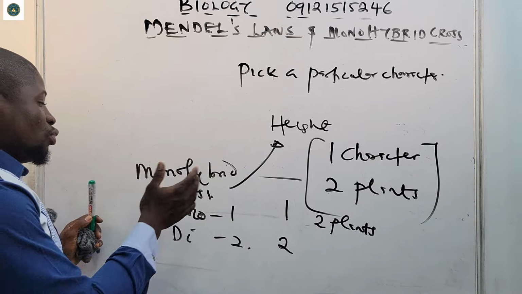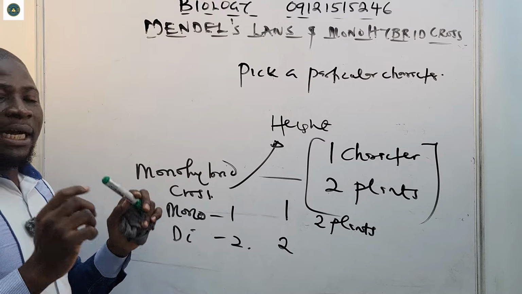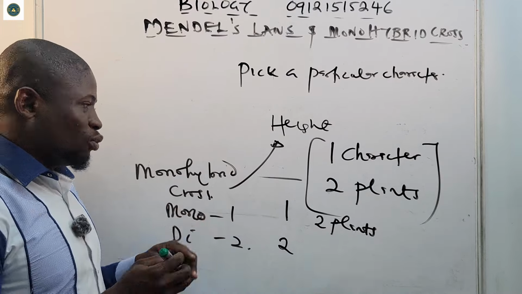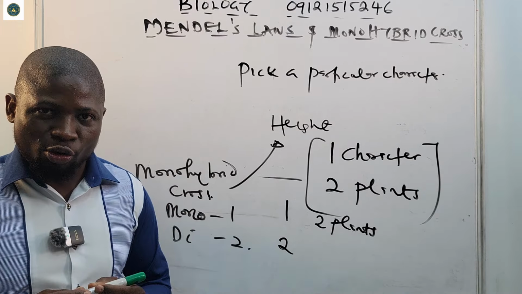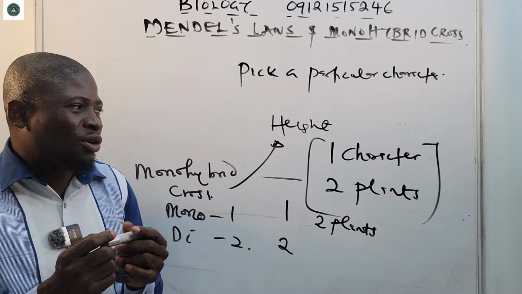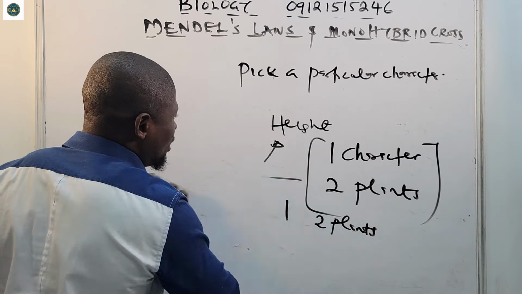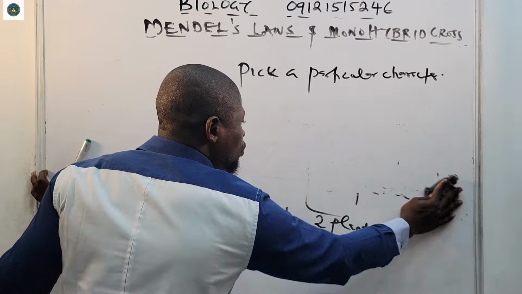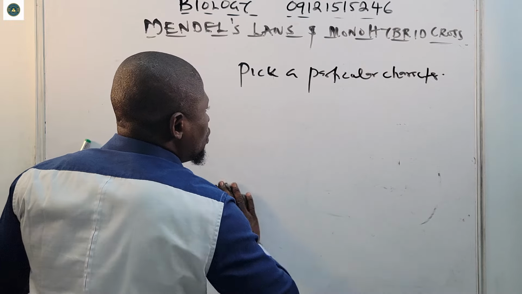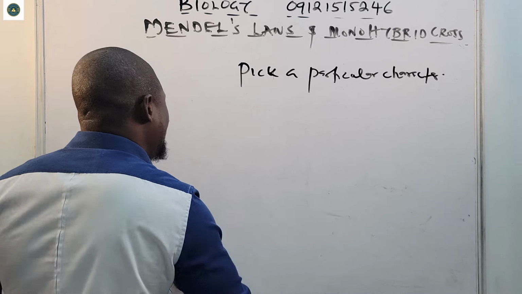So it took 1 character and took 2 plants, and he named it the monohybrid cross. So in the case of a monohybrid cross, it took only 1 character, and then it took 2 plants. So what did he now do after picking 1 character?